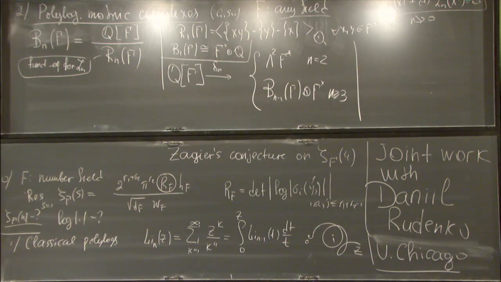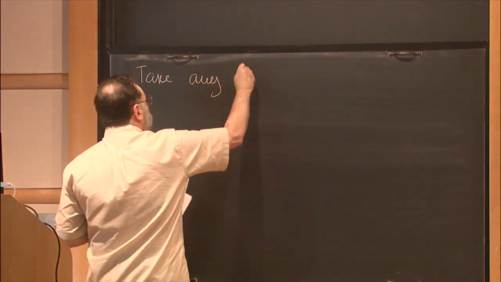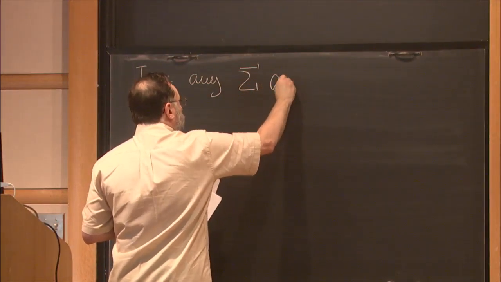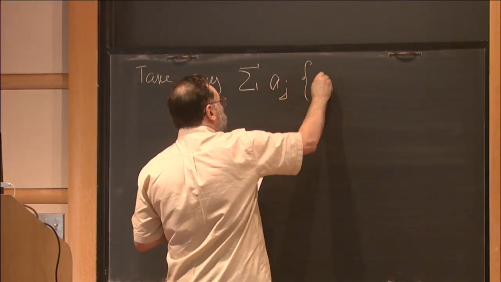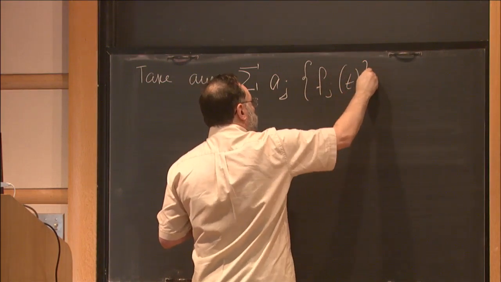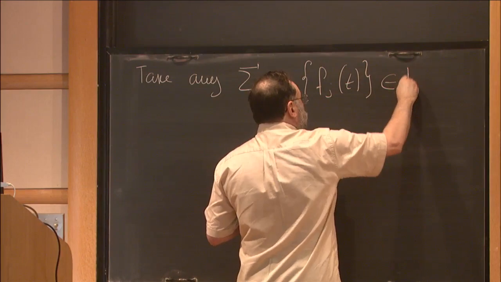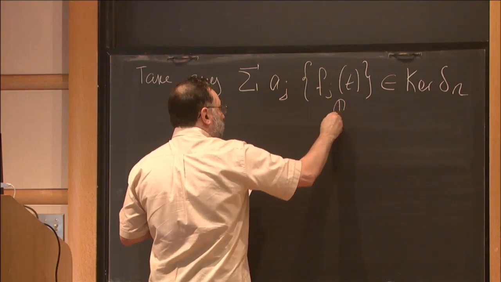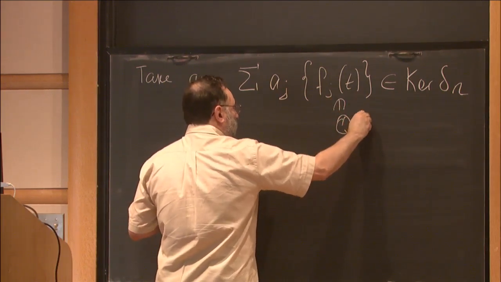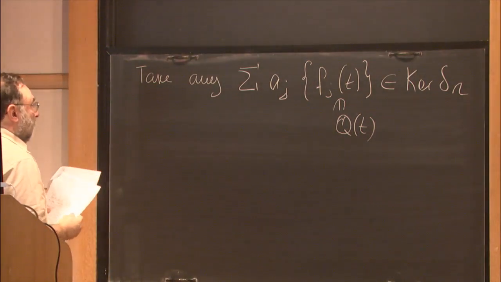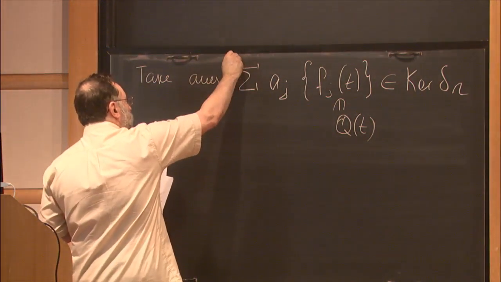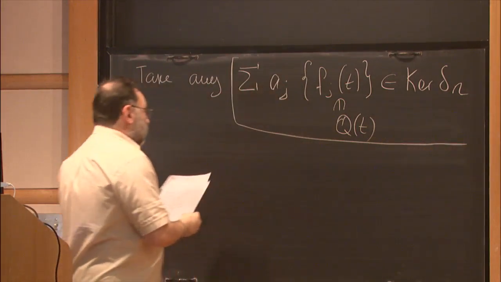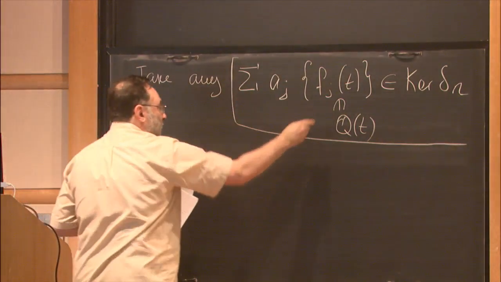Now, let's finally define this subgroup Rn. So we take any linear combination as before, but now not of elements of our field, but of rational functions over this field, which belongs to the kernel of this map delta n. And here these fj's are just some rational functions in one variable t. OK. Then if you take any expression like that, the expression lies in the kernel of delta.